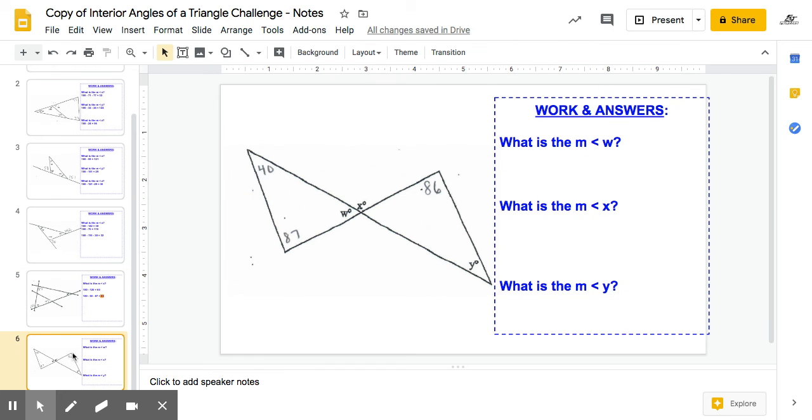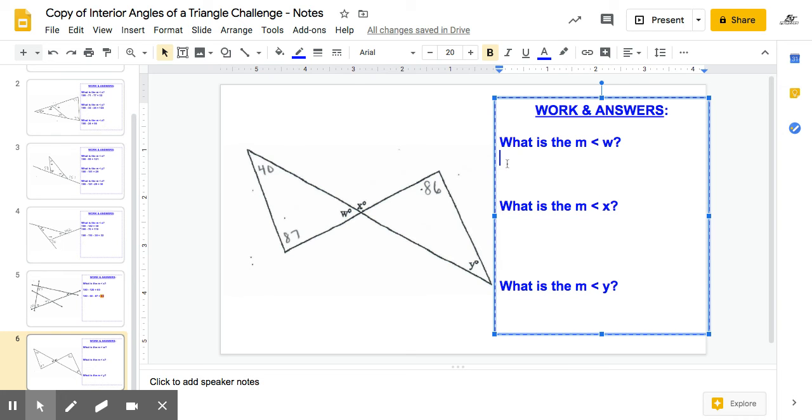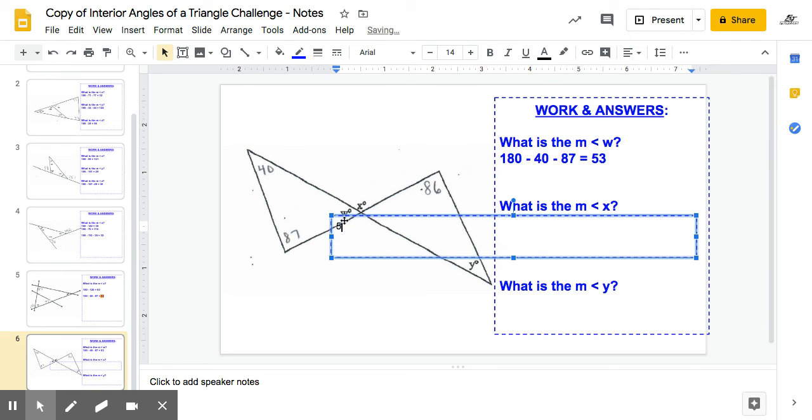Okay, last but not least, there are 3 angles we have to find the measure of in this diagram. I'm going to start with angle W because that's the simplest one here. This angle W is in this triangle right here. I know that the measures of these 3 angles have to add up to be 180 degrees, and I already gave you 2 of the measures, so I can simply find that missing angle by subtracting 180 minus 40 minus 87. And when we subtract that, we get 53. So the measure of angle W is equal to 53 degrees.